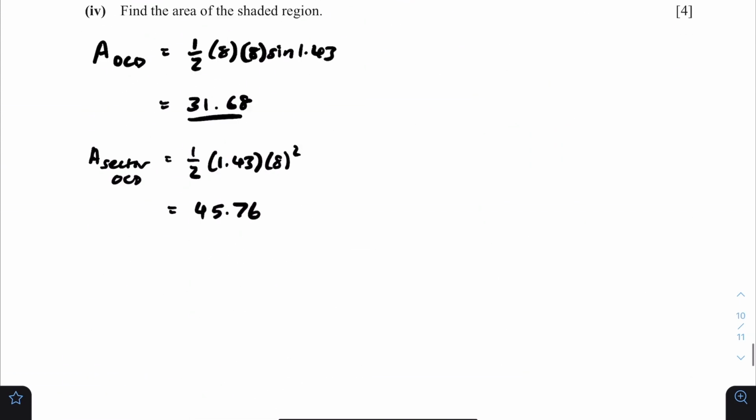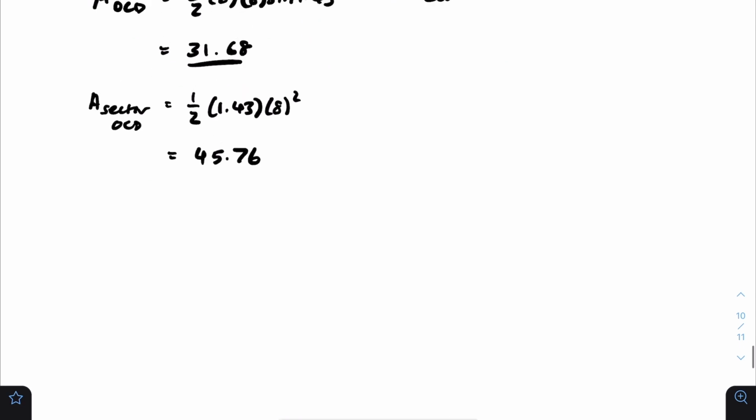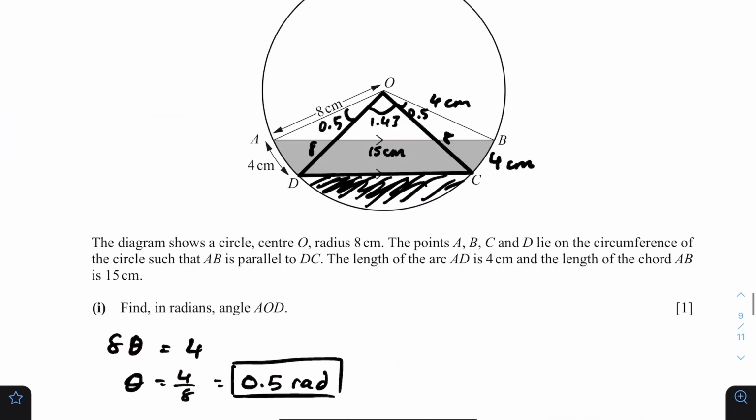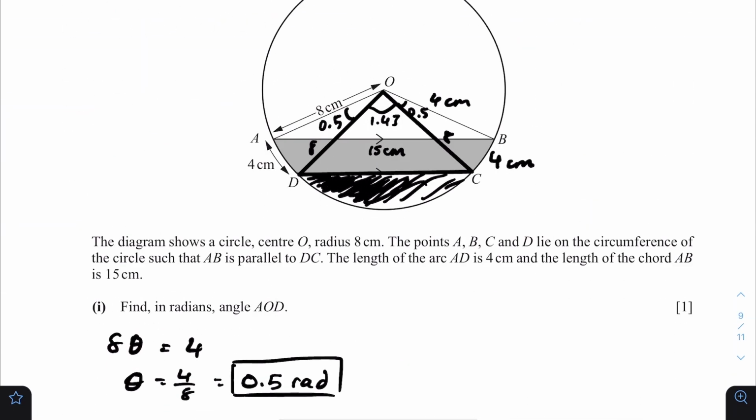We know that the area of the curve CD, I believe, is equal to 45.76 minus 31.68, which is equal to 14.08 cm squared. So now we have the area of this shaded region I've just shaded. We need to find the area of the shaded region that they want, which is the part in gray.